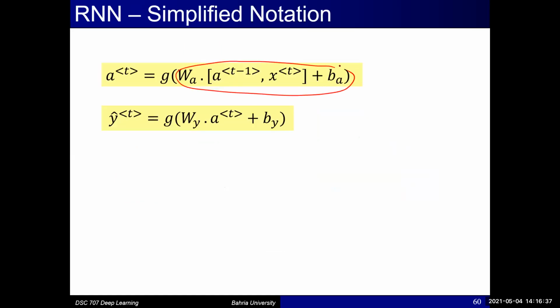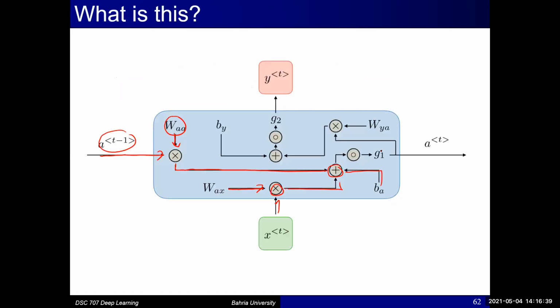You add these three terms together, and then you apply an activation function G1, so you get AT. It's fairly simple. Similarly, for the output, AT is multiplied by WYA, which is the output matrix. Then you add bias to it, and then you apply some activation function to get YT. So you see it's fairly simple. It's exactly the same expression that we have been writing, just a fancy way of drawing an RNN. So don't be confused by the change of notation. All of these will actually map to the same thing.